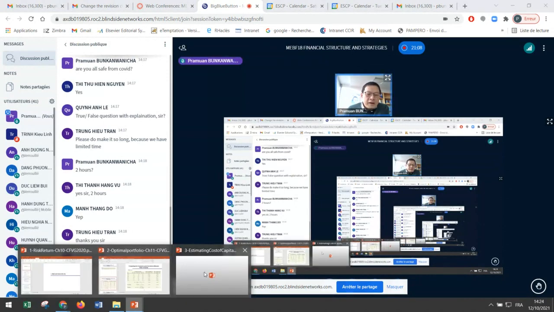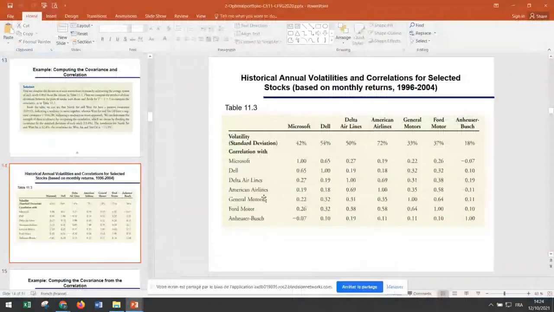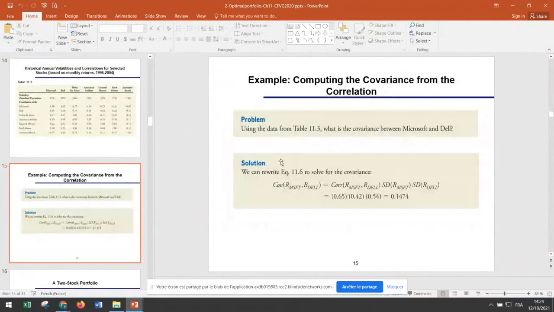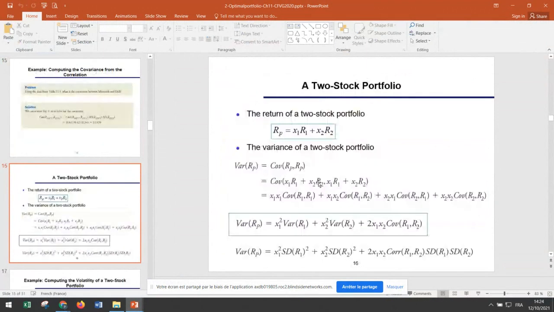All right. If I have the correlation and volatility of each stock, I am able to calculate the covariance and correlation that we see. This is probably the slide that you should note down: if you have a two stock portfolio, the return is equal to X1R1 plus X2R2. For the exam, I will not go beyond two stock portfolios.